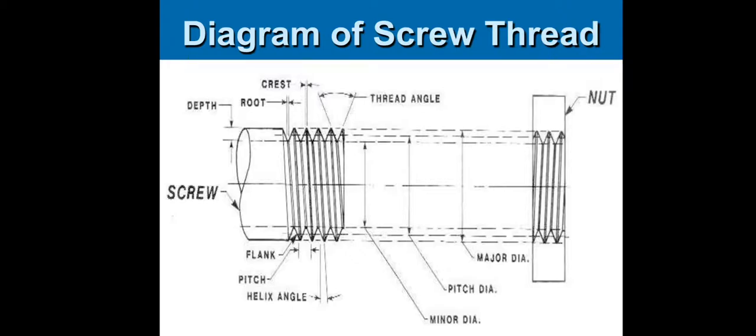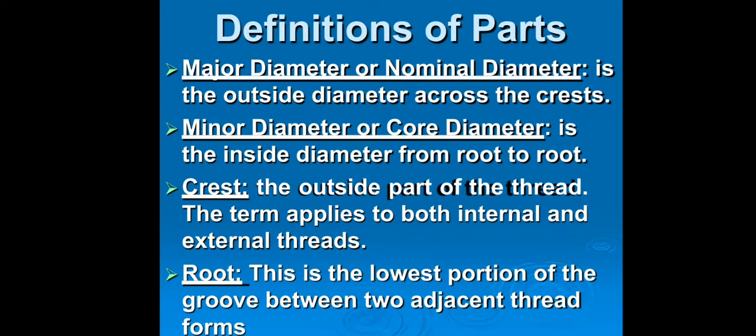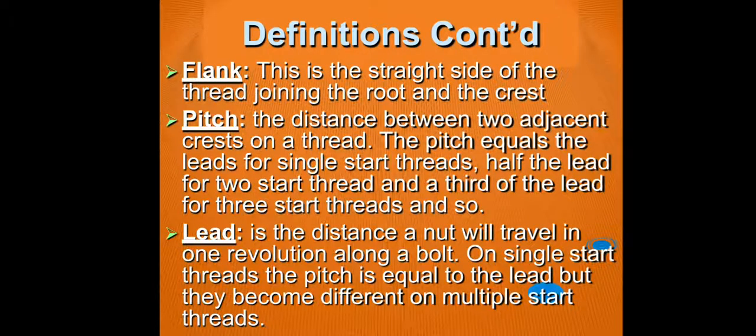On the left side indicates the screw and right side indicates the nut. And definitions of various parts which we have seen in the previous picture. Major diameter or nominal diameter is the outside diameter across the crest, and minor diameter or core diameter is the inside diameter from root to root. Crest is the outside part of the thread. The term applies to both internal and external threads. And root is the lowest portion of the groove between two adjacent thread forms.